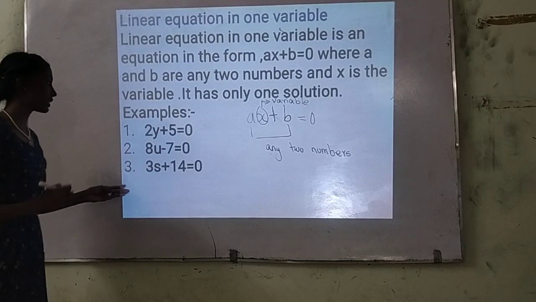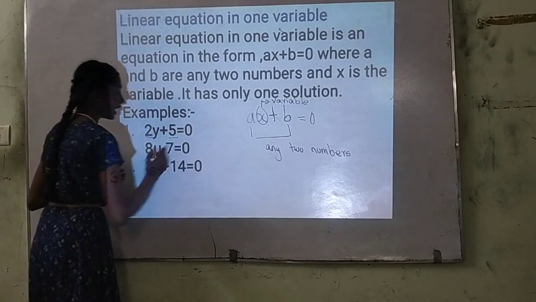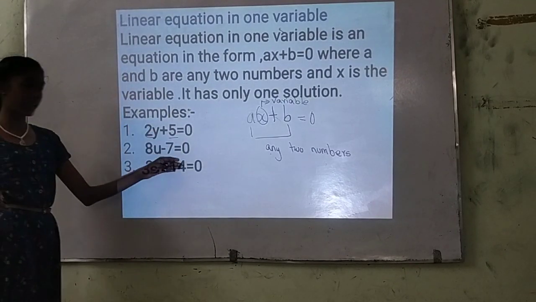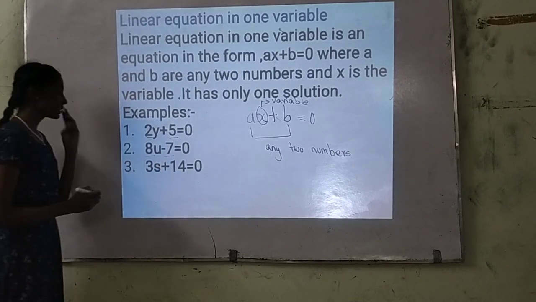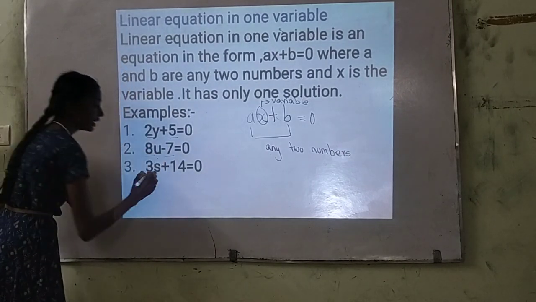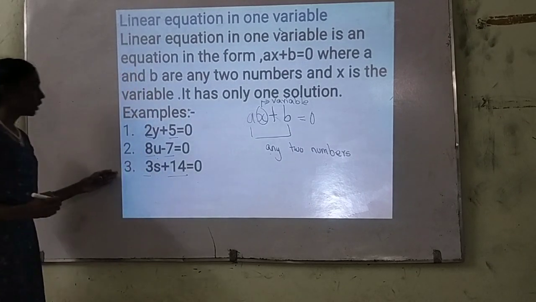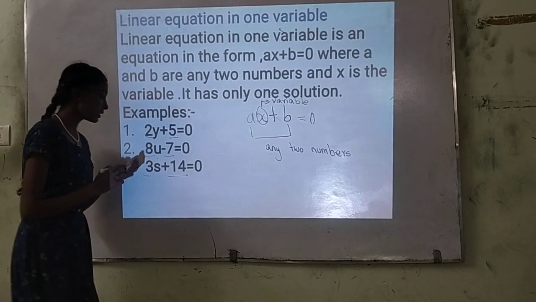Now here are some examples. Here 2 and y are any two numbers and y is the variable. Here 8 and minus 7 are any two numbers and u is the variable. Here 3 and 14 are any two numbers and s is a variable.